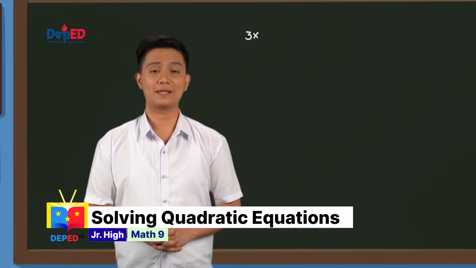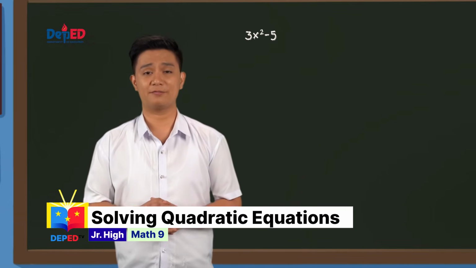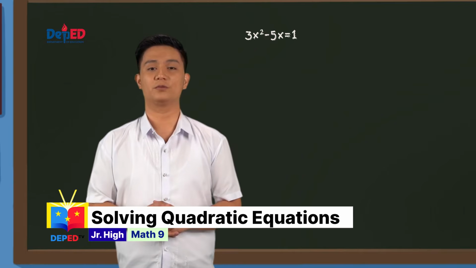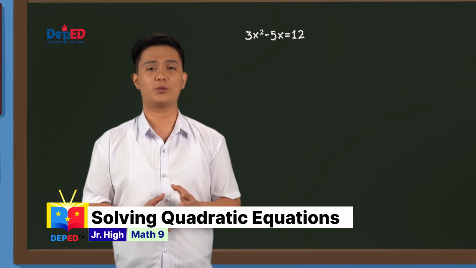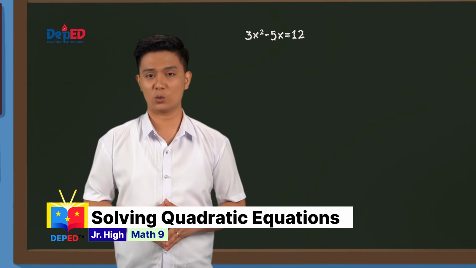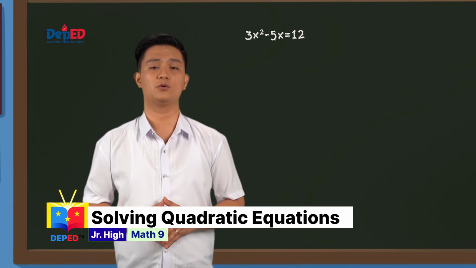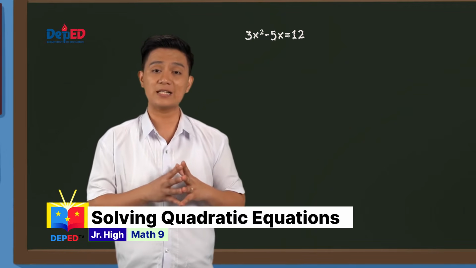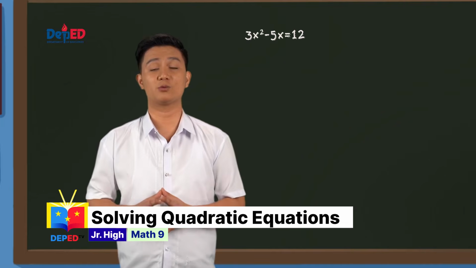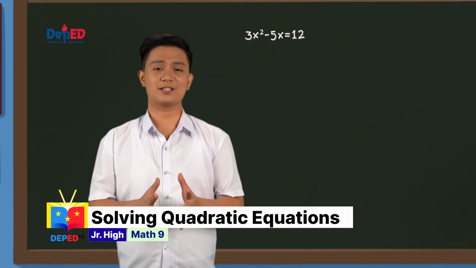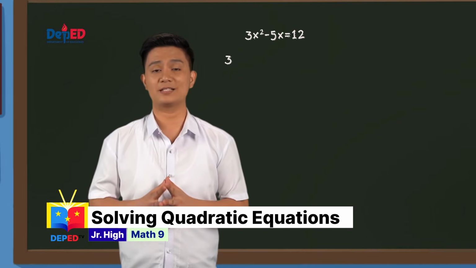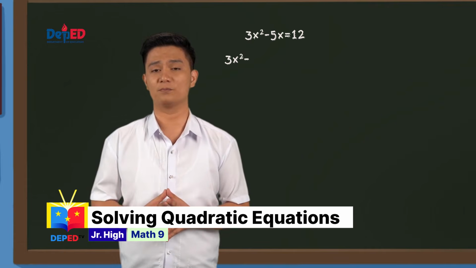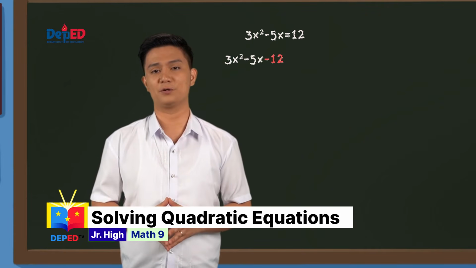Last example, 3x squared minus 5x equals 12. First, we express the given in the form ax squared plus bx plus c equals 0. All terms must be on one side, while the other side has to be 0. Alright, so let's subtract 12 from both sides to achieve the said form, the standard form if you remember.